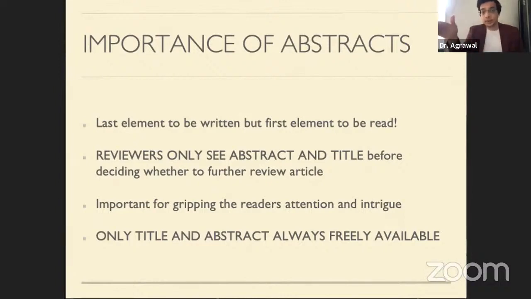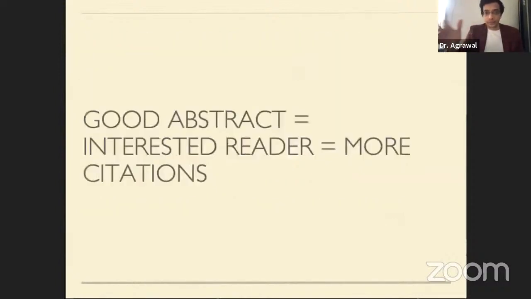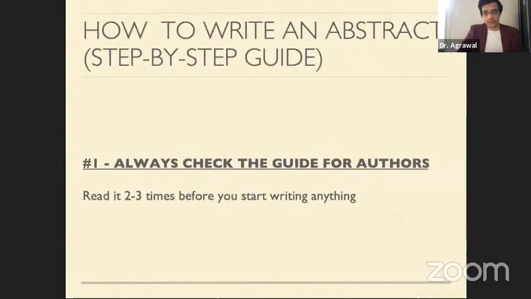It's usually the last element to be written, but the first one to be read and the most read part of your paper. And usually only the title and abstract will always be freely available, whether it's on PubMed, whether it's on a paid site, whether or not it's open access. So make sure these two things you have honed down. A good abstract leads to an interested reader, leads to more citations, because citations is the name of the game and not the number of research papers that you have. So make sure that you have those two things honed down.